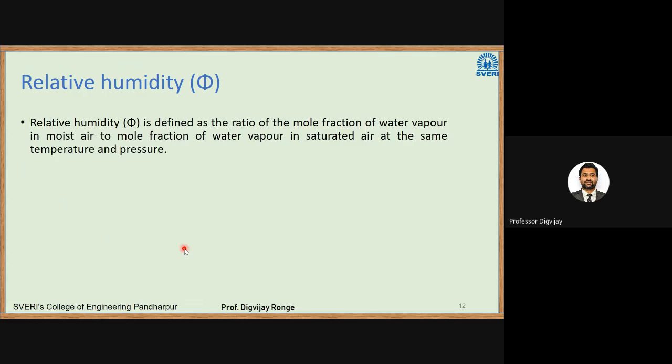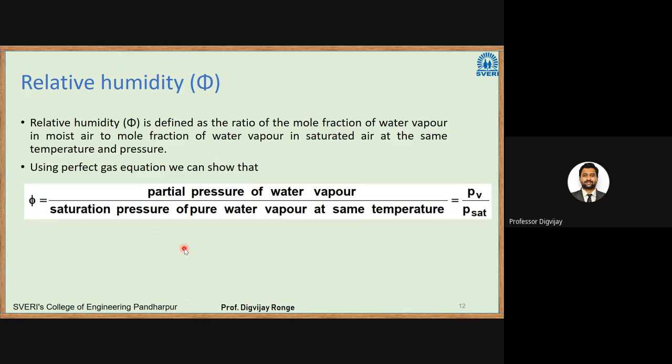Okay. So relative humidity is defined as the ratio of mole fraction of water vapor in moist air to the mole fraction of water vapor in saturated air at the same temperature and pressure. So we have this mathematical equation in front of you. Phi is equal to partial pressure of water vapor divided by saturation pressure of pure water vapor at the same temperature. In short, you can say PV divided by Psat. Okay. So you can write this equation.